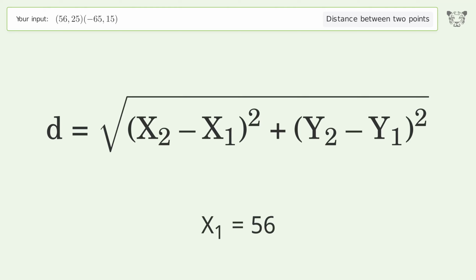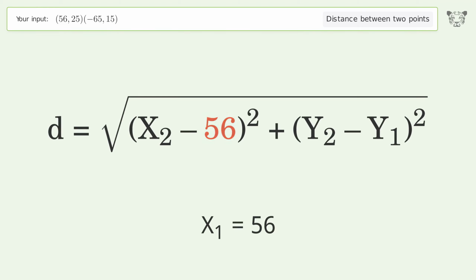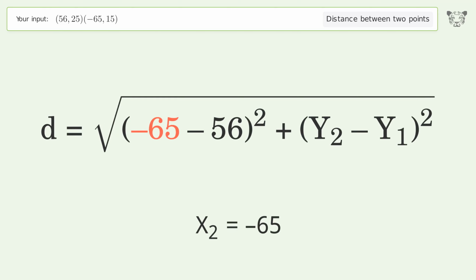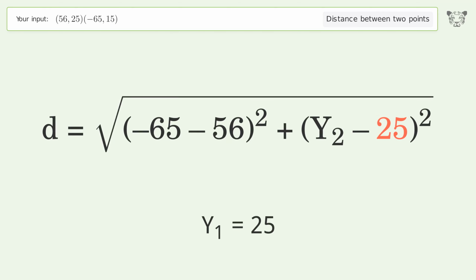x1 equals 56. x2 equals negative 65. y1 equals 25. y2 equals 15.